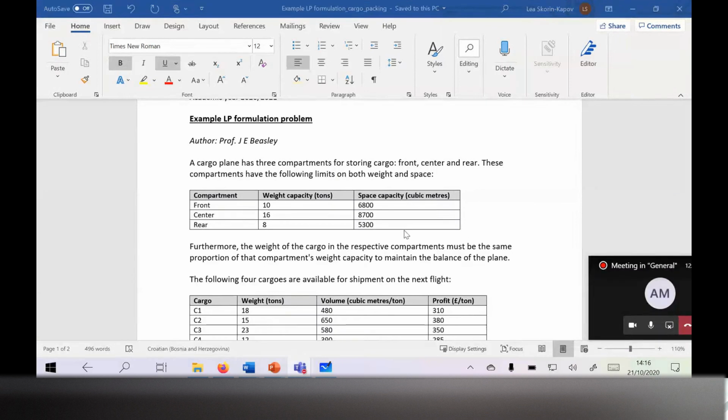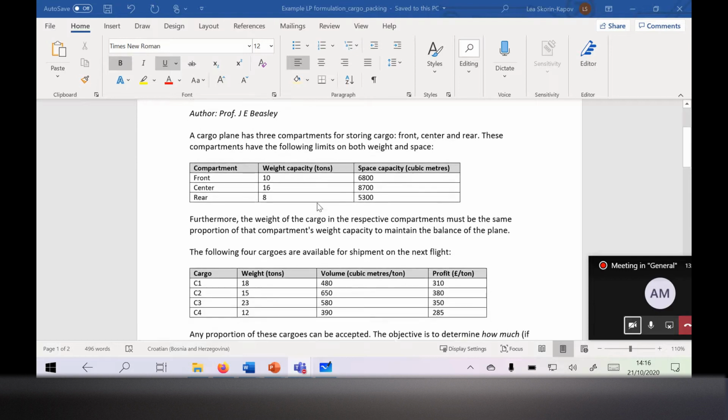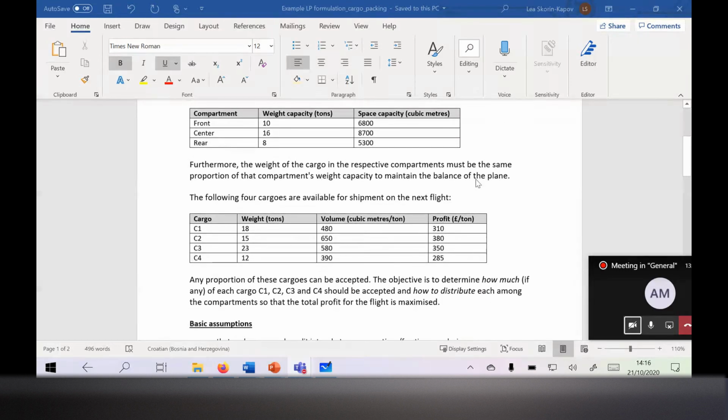So this was the example that we just quickly read through last time, but now let's see. I don't know if any of you tried to actually solve it. The idea was to get a feel again for solving an LP problem. We had a cargo plane that has 3 compartments for storing cargo: front, center, and rear. There are weight capacities and space capacities for each of these parts of the plane given in this table here. Furthermore, the weight in each of these respective compartments must be the same proportion of that compartment's weight capacity, so we need to maintain the balance of the plane.